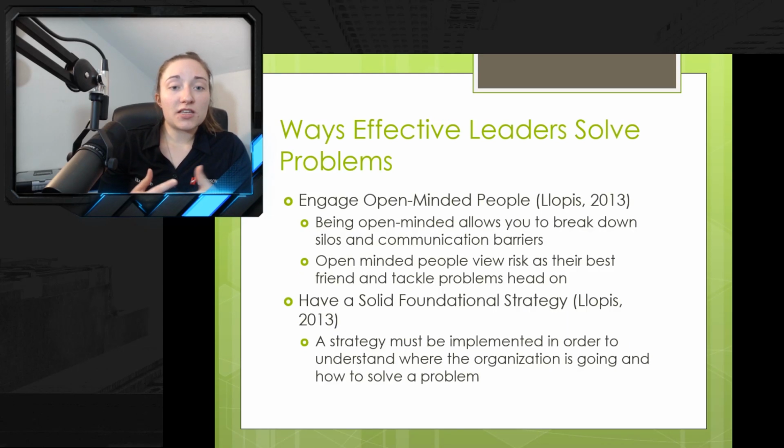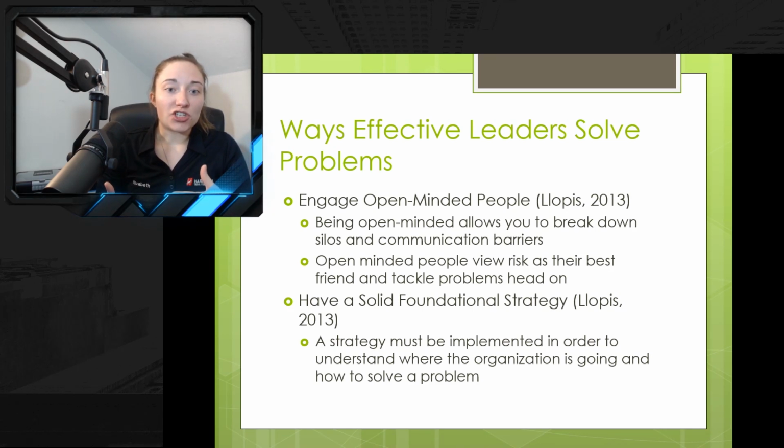The third way that Lapis listed is engaging open-minded people. Working with open-minded people allows you to break down those silos and those communication barriers. Open-minded people often view risk in a positive way, so they tackle problems head on. Finally, have a solid foundational strategy. A strategy has to be implemented for you to understand where the organization is headed in order for you to find the best problem-solving solution that benefits the organization.